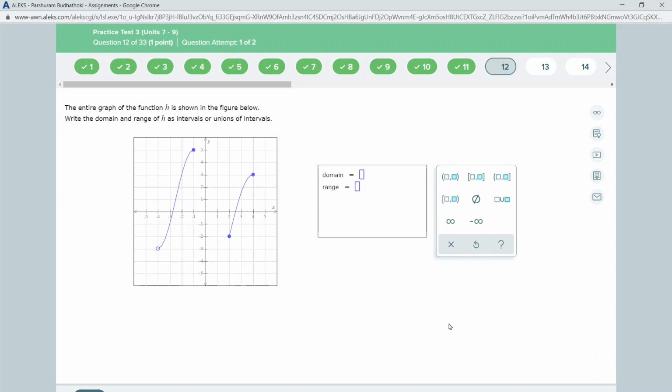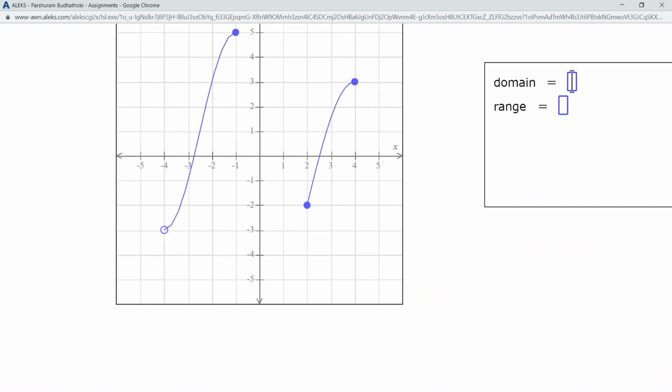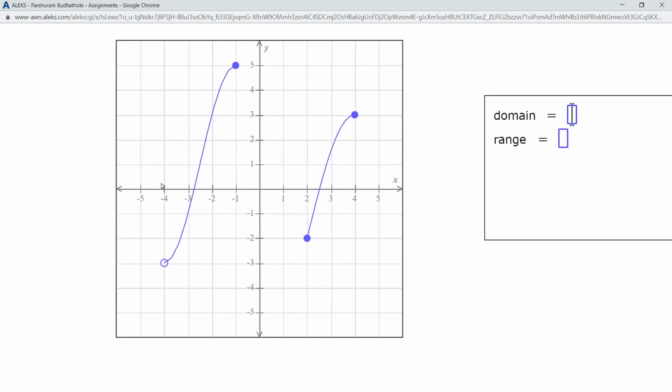So that is problem 12. The entire graph of the function h is given here. Write the domain and the range of h. For the domain, you just look at the x values for this graph. So you can see that x is going from -4 up to -1, including -1 but not including -4. And then there is a gap from -1 to +2. There is nothing, no graph. So the next thing is we'll start from +2 and go up to +4.